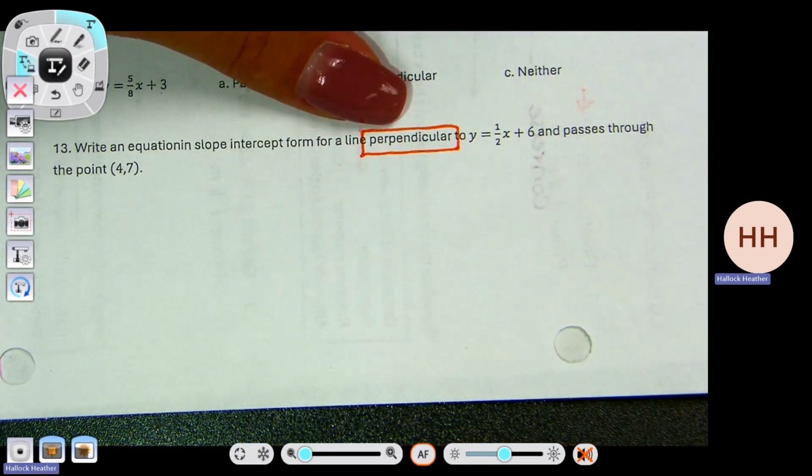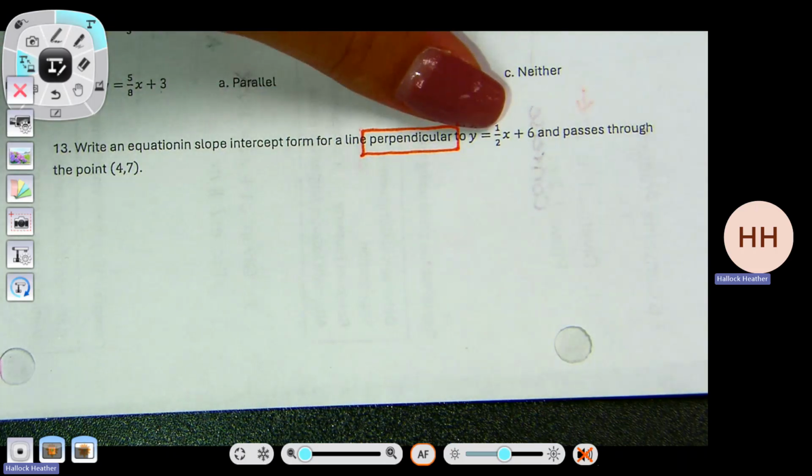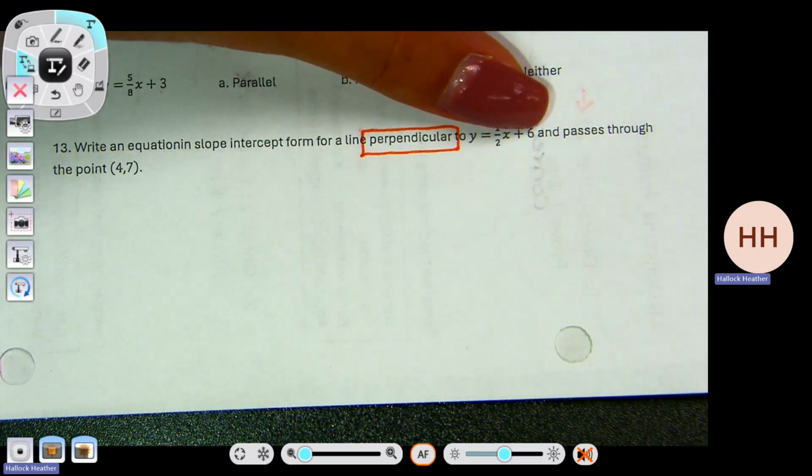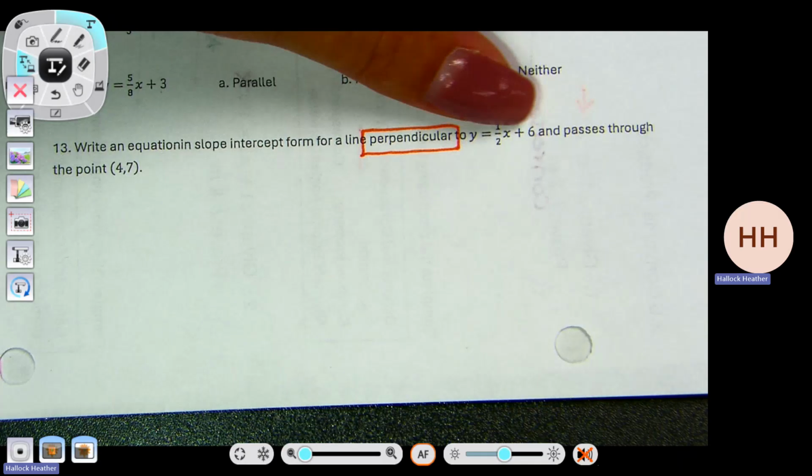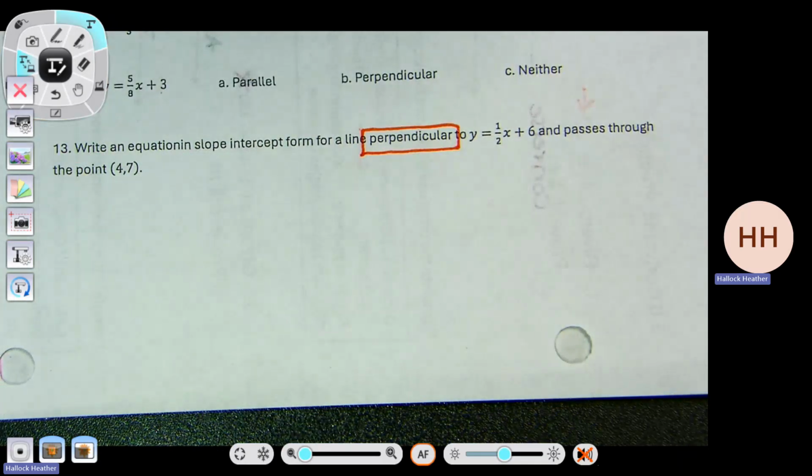Parallel lines have the same slope. Perpendicular lines are not the same. What do they have? Opposite reciprocals. If this is y equals 1/2 x plus 6, do you have to rearrange this equation? No. It's already in slope intercept form. This poster will be here for you to look at. Slope intercept form is y equals mx plus b. It's already set up in y equals mx plus b form.